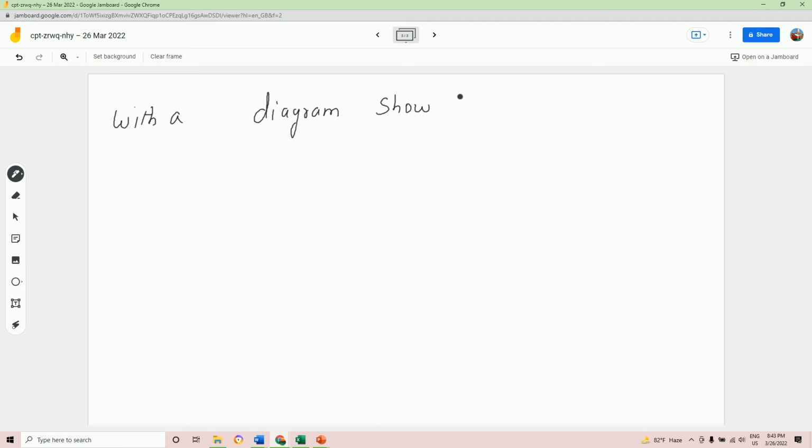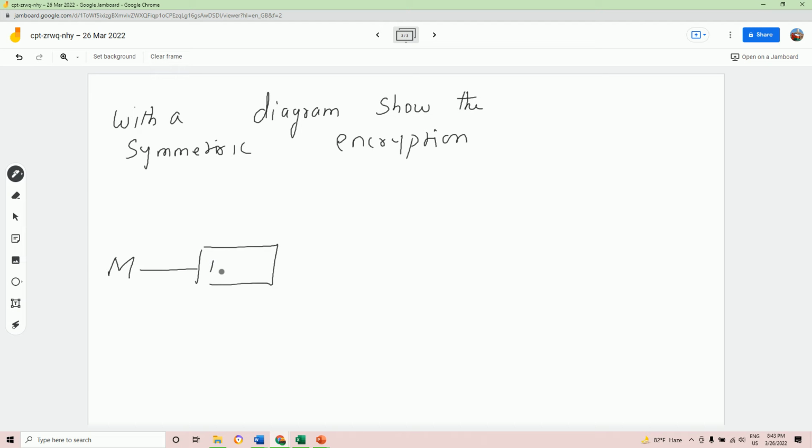Show the symmetric encryption. Okay, so you can show like this: message, then encryption.